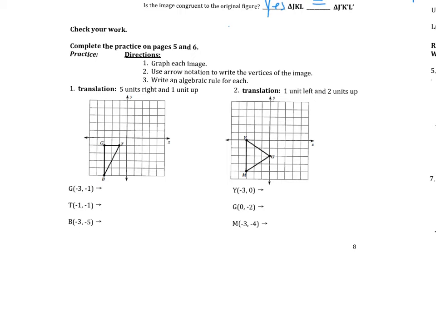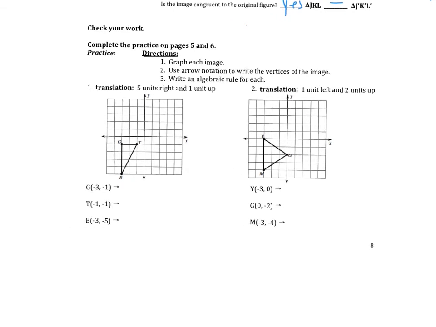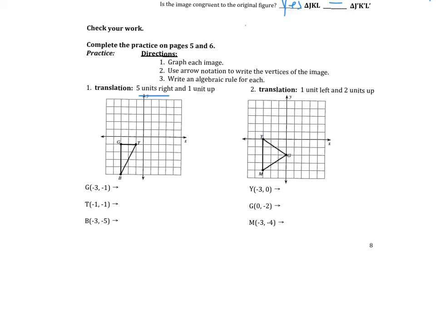pre-image into your image. So they're saying that you're going to be moving 5 units to the right and 1 unit up. So the rule for that would be x plus 5 because I'm going to the right, y plus 1 because you're moving 1 unit up, okay, no matter where your starting point is.